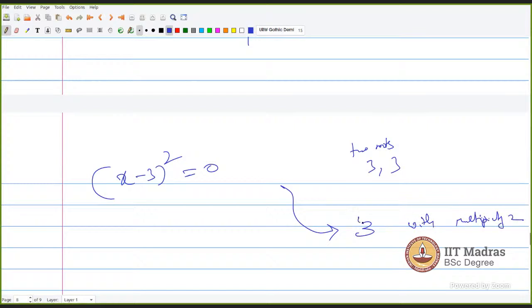Sir, are -3 and 3 distinct real roots, or just real roots? -3 and 3 are distinct. -3 is distinct from 3. -3 is actually different from 3.